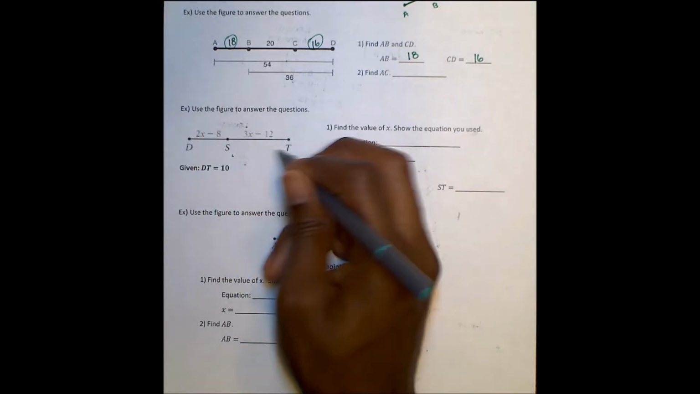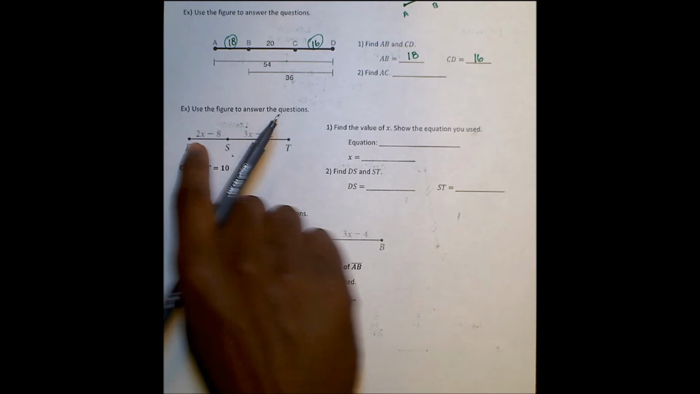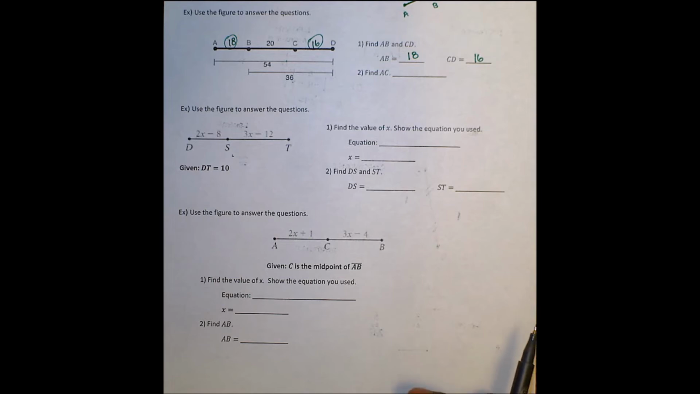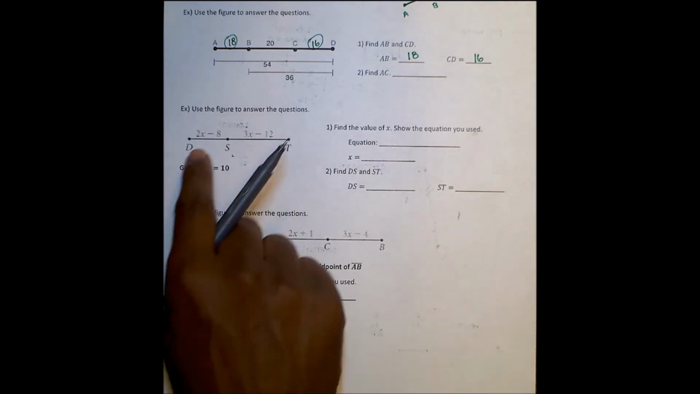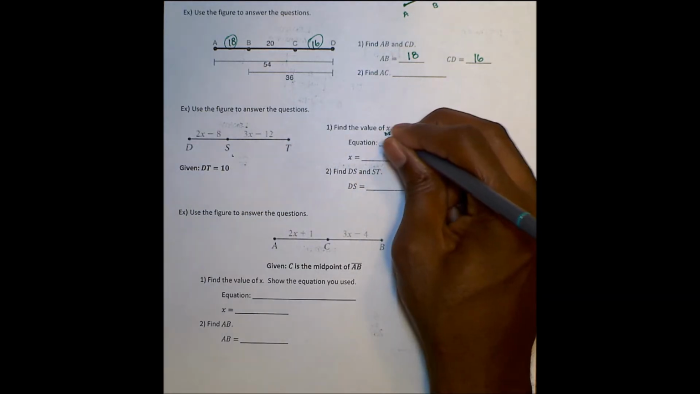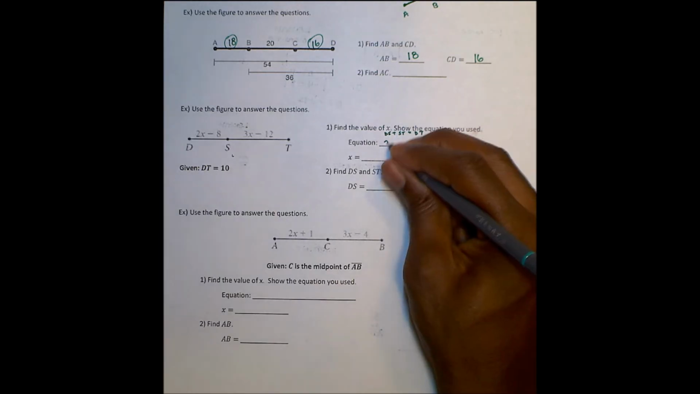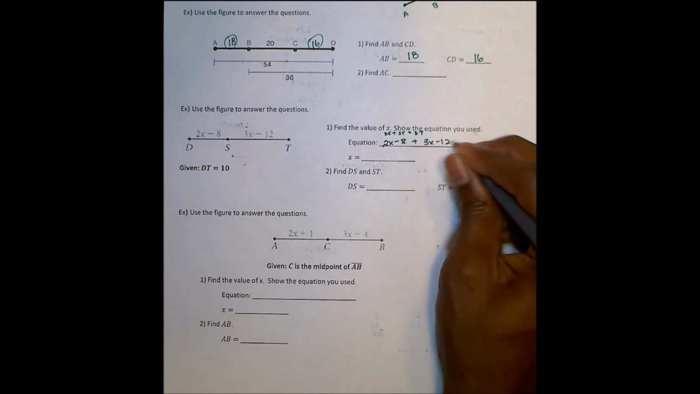Well, here they tell us that DT is 10. Notice that that's the entire line. DT is the entire line. They tell us that DS is 2x minus 8 and ST is 3x minus 12. So the equation that we can use, we can say DS plus ST equals DT. Since we know what all that is, 2x minus 8 plus 3x minus 12 equals 10. Just substituting all the values that we're given.